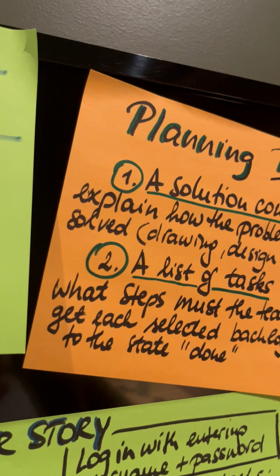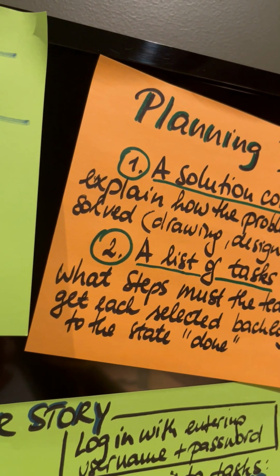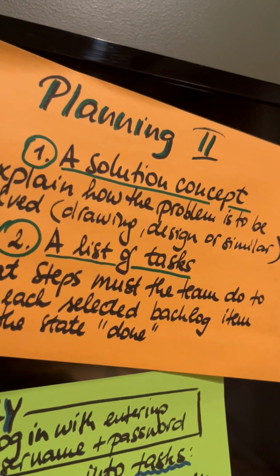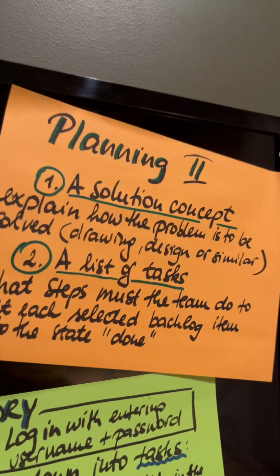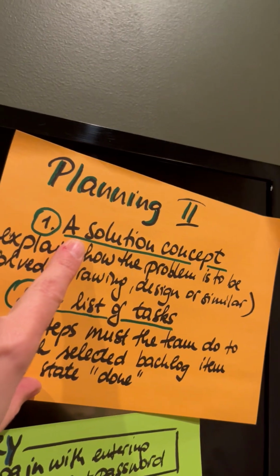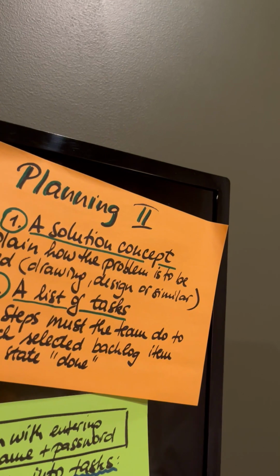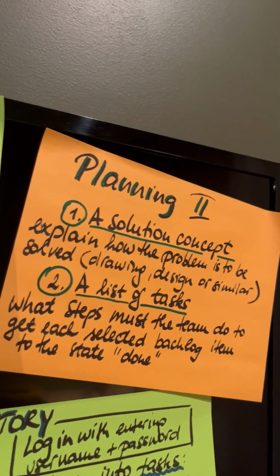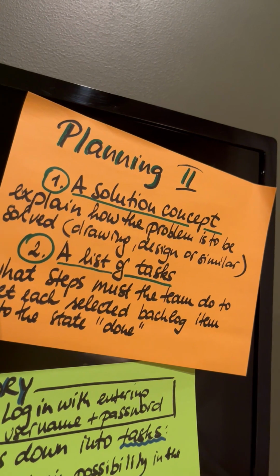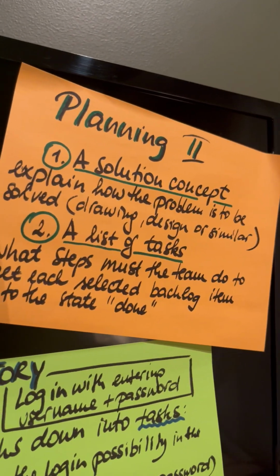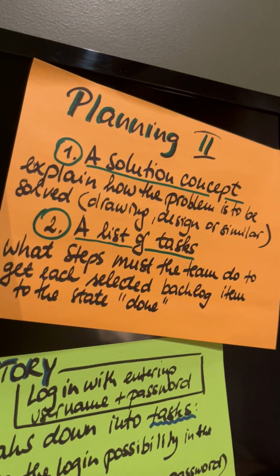So let us look again at the purpose of planning 2. The purpose is that the implementation team must figure out how to solve the problem it took on in planning 1. And this process has 2 parts. First, they need to deliver some kind of solution concept. That means a drawing or design or something to explain how the problem is to be solved. And the second thing that has to happen is a list of tasks. So what steps must the team take to get each selected backlog item to the state done?